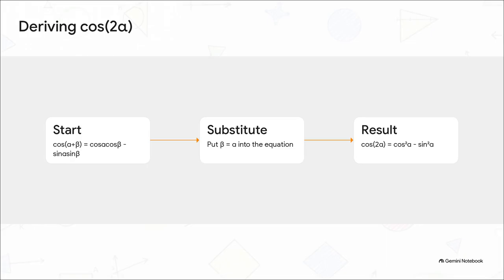Start with the cosine of alpha plus beta. Now put beta equal to alpha. The left side instantly becomes cosine of 2 alpha. The right side becomes cosine alpha times cosine alpha, so cosine squared alpha, minus sine alpha times sine alpha, which is sine squared alpha. Boom. We just generated the double angle cosine formula just by turning a crank on the engine we already built.